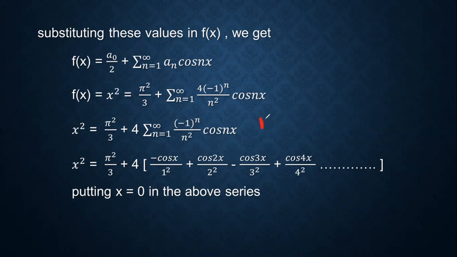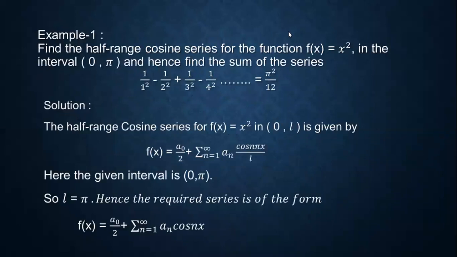Next, for every odd value, n equal to 1, 3, 5, this (-1)^n value will be minus. For every alternate odd value, you get a minus term with the cos function, and for even values, you get the plus term. So minus cos x by 1 square plus cos 2x by 2 square minus cos 3x by 3 square, and so on. This is your final half range Fourier cosine series expansion. But what is given in the question is that we have to find the sum of the series. How will you get the sum of the series?